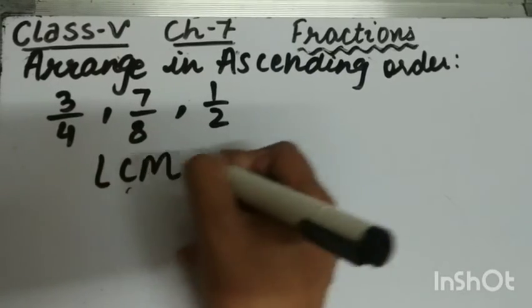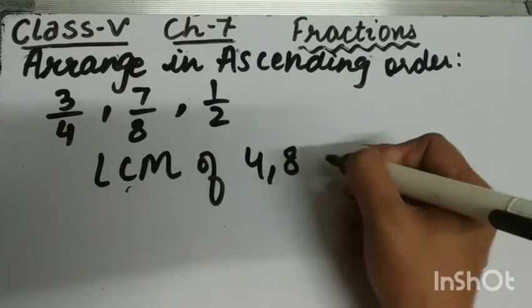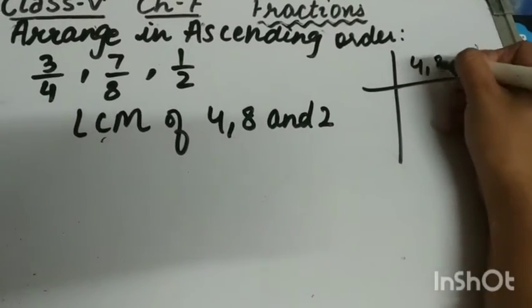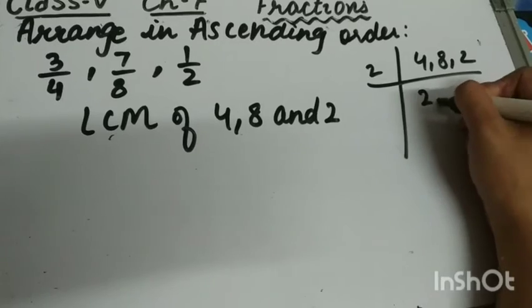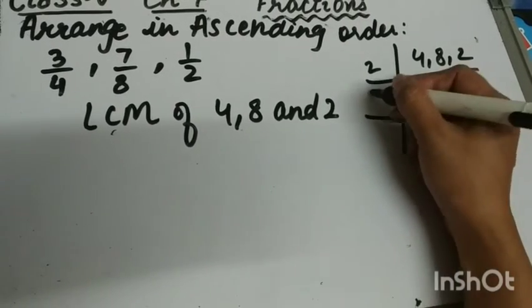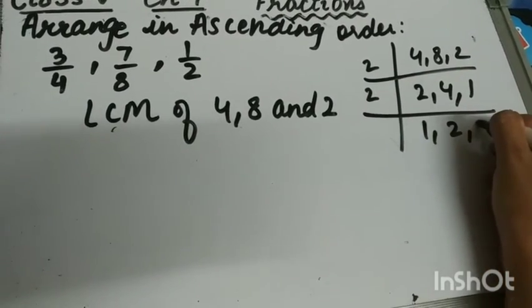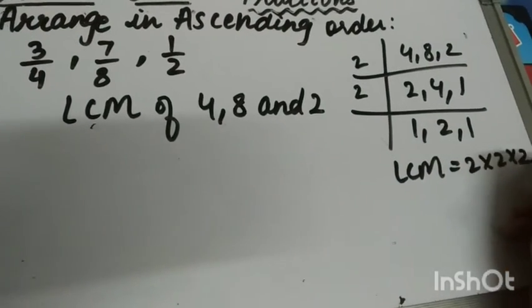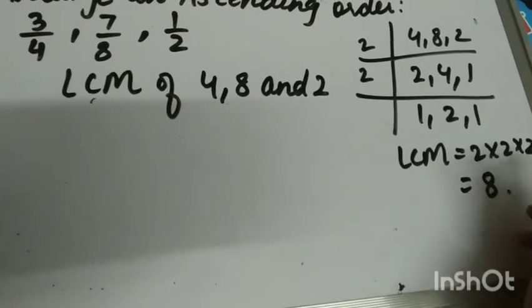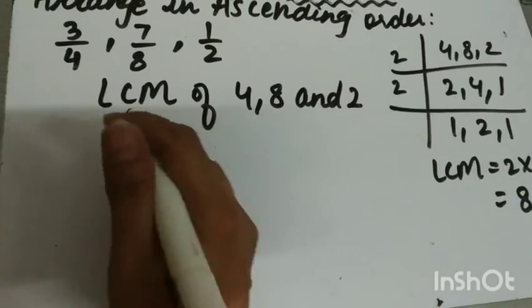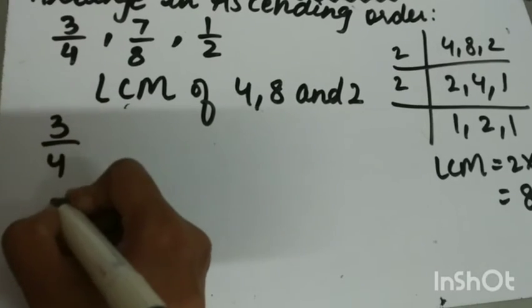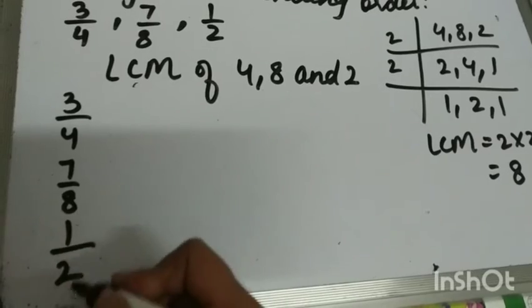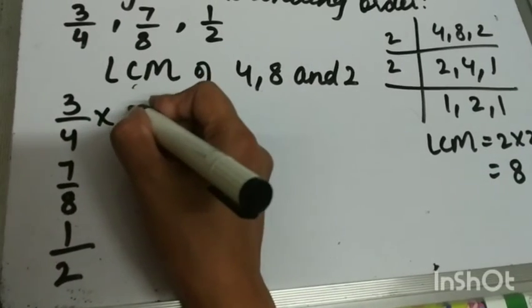And LCM of 4, 8 and 2 is 2 multiplied by 2 multiplied by 2, which is 8. Okay, this is the LCM. Now we have to make the denominators of all the fractions as 8. We are having 3 by 4, 7 upon 8 and 1 by 2. We have to make the denominators 8.